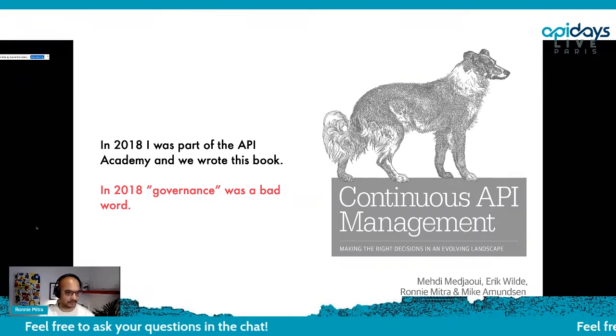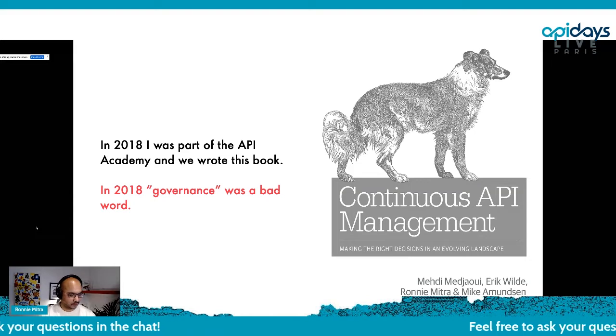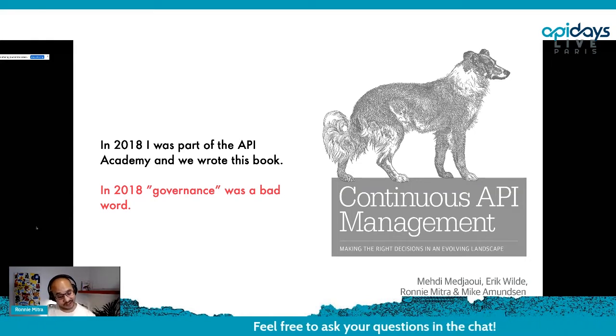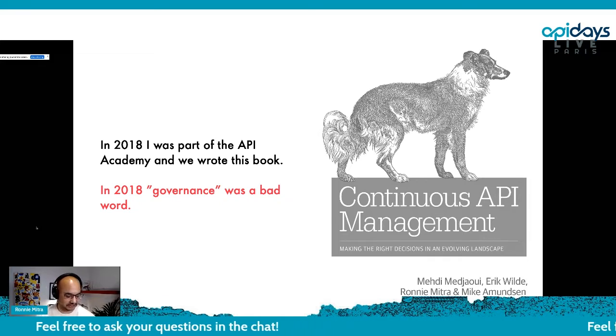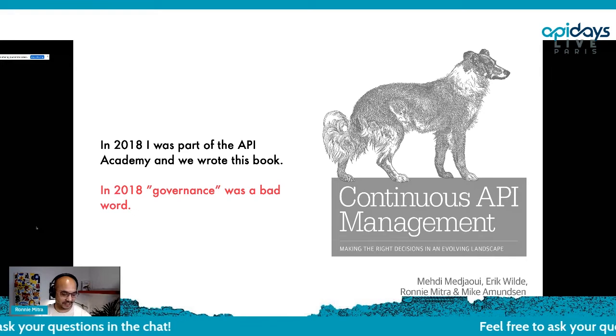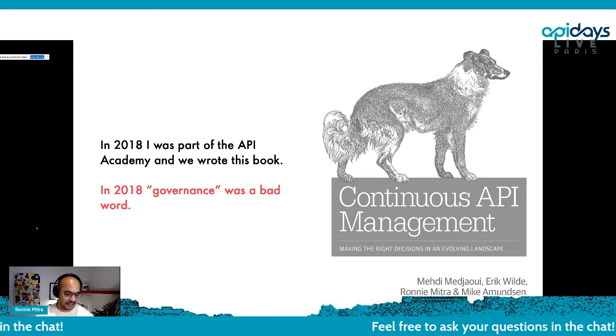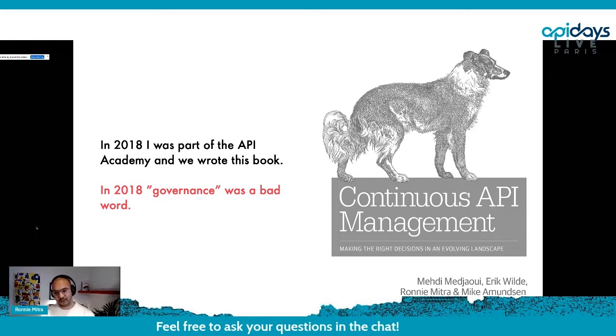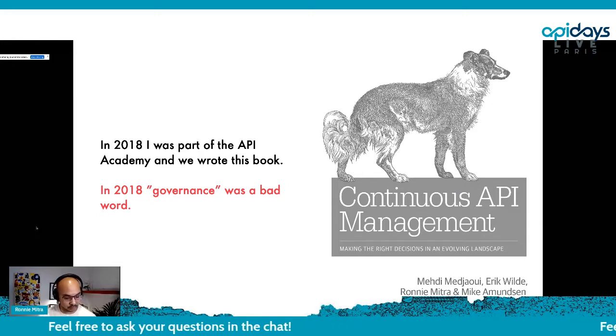This is the cover from the first edition. One of the interesting things about that time in 2018 was when we were deciding on the title, we talked about whether this should be called API governance. And the consensus we had was no, because at that time in 2018, governance was really a bad word.